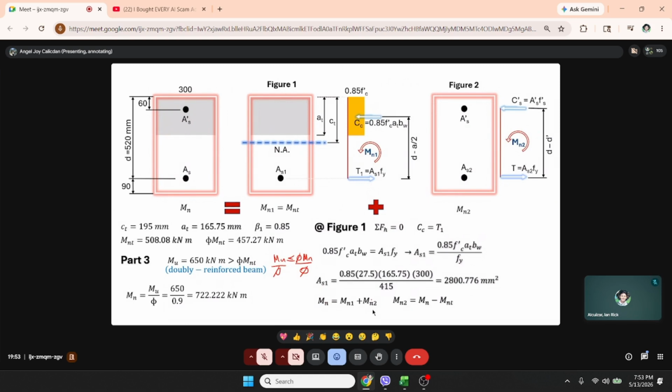So to get Mn2, i-isolate lang siya, i-transpose ang Mn1. So Mn2 is Mn minus Mn1, and Mn1 is just Mnt. So Mn2 is Mn 722.222 minus Mnt na 508.08. We have Mn2 na 214.142 kilonewton meter.